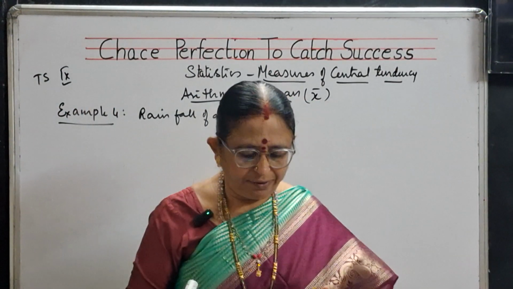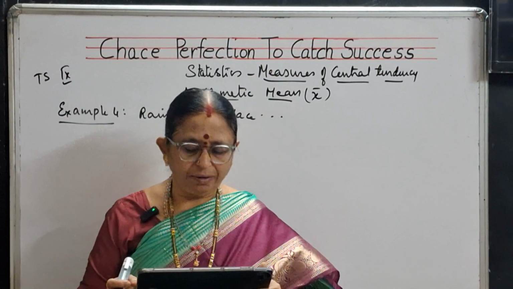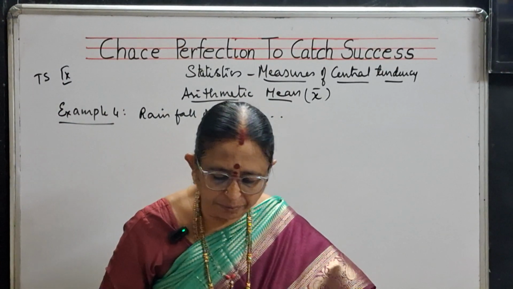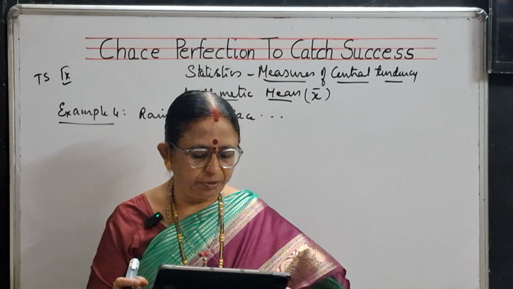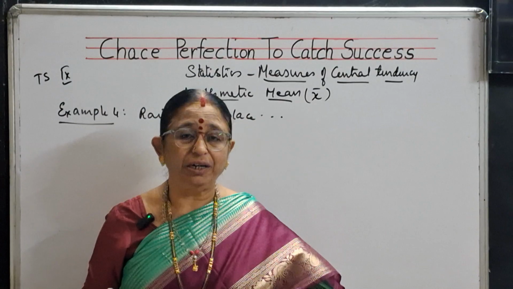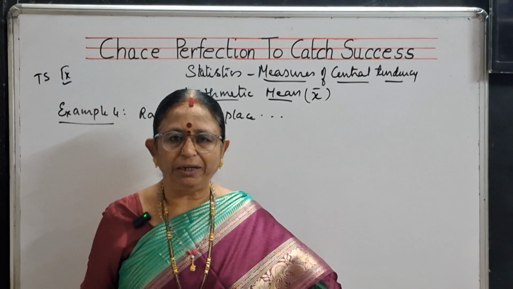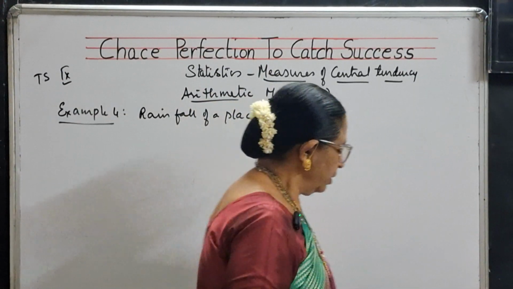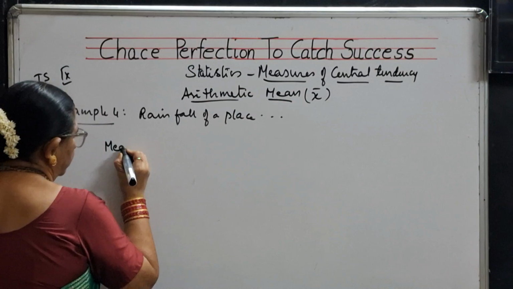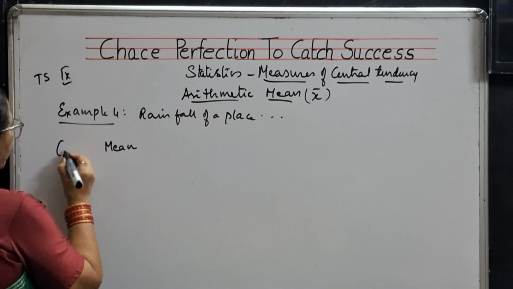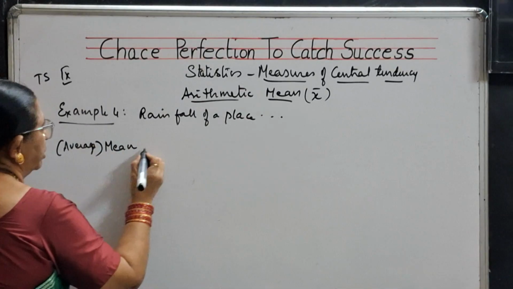Rainfall of a place in a week is 4 centimeters, 5 centimeters, 12 centimeters, 3 centimeters, 6 centimeters, 8 centimeters, 0.5 centimeters. Find the average of rainfall per day. What is this average, children? Average is nothing but mean. So we need to find out the mean of this. So what is mean? They have asked average. Average is nothing but mean.